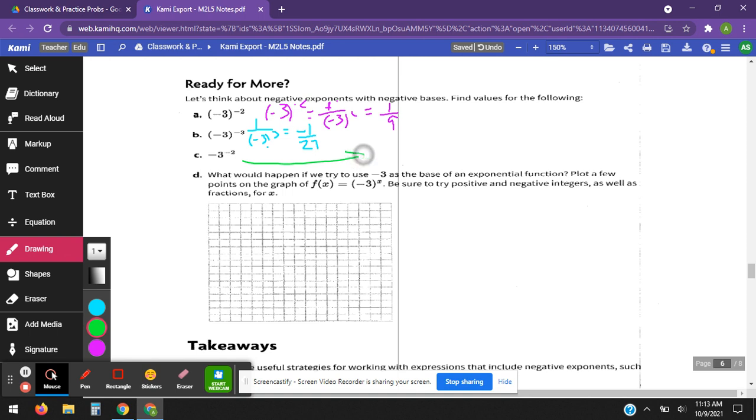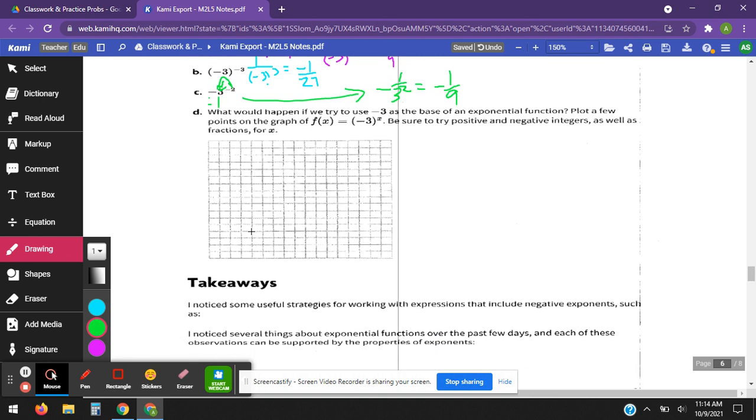And if we do negative 3 squared, remember the exponent only goes with the number. The negative is actually times -1. So then my answer would be -9, because I'm going to do the exponent first and then the negative, an exponent before negatives. All right, so what would happen if you tried to use the base of -3 on your graph?